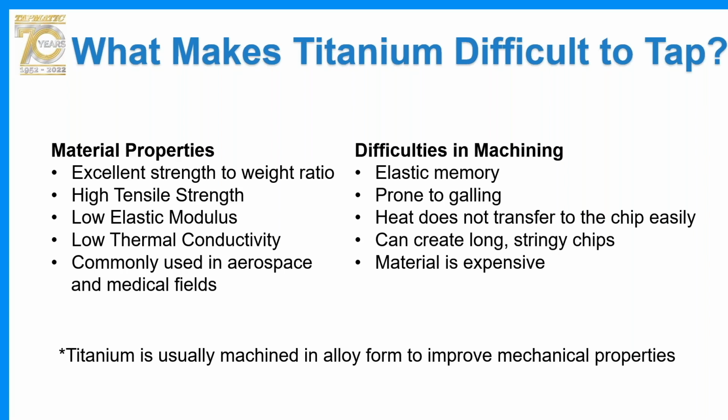And because of this low thermal conductivity, one of the main difficulties when tapping titanium is the heat does not easily transfer to the chip as it would when machining a standard steel. So this can cause problems with reduced tool life, and this is why coolant can become so important when tapping titanium. Due to its elastic memory, it has a tendency to want to return to its initial position when cut. It is prone to galling, can create problems with long stringy chips, and the material is also very expensive, meaning that you want to minimize any mistakes, especially on a last operation such as tapping.